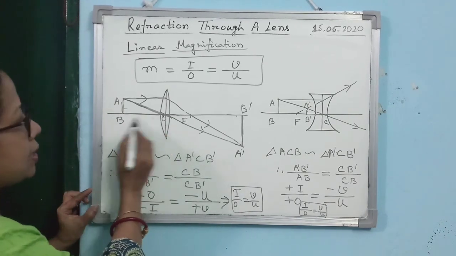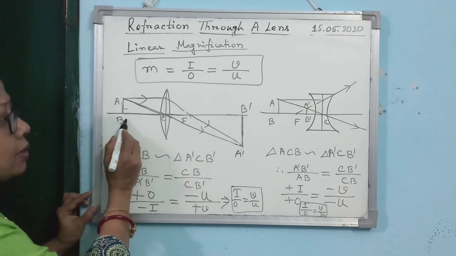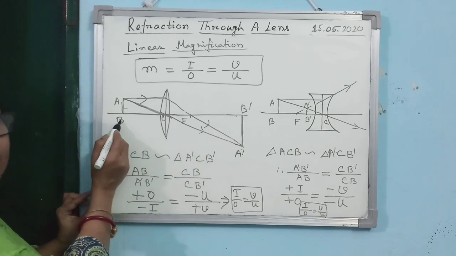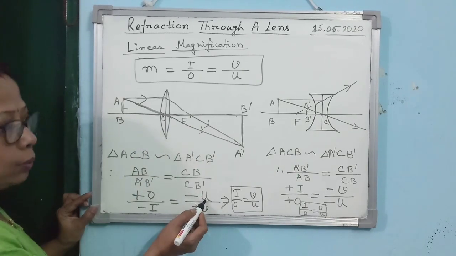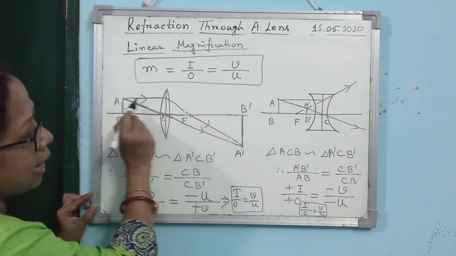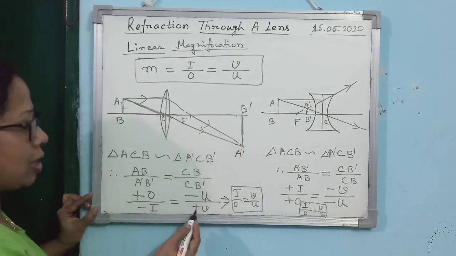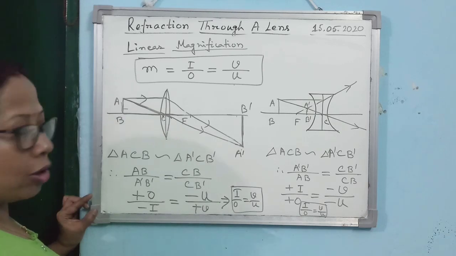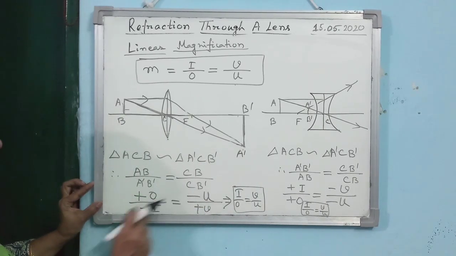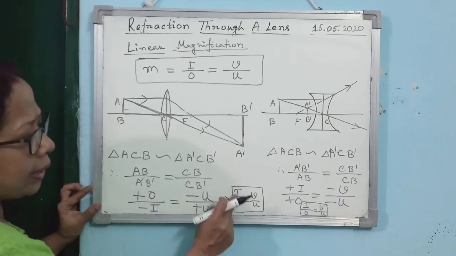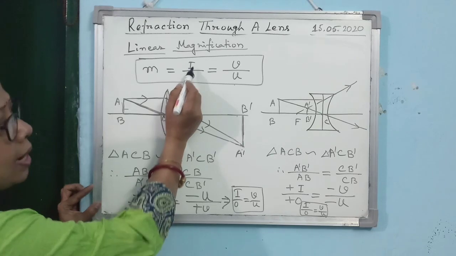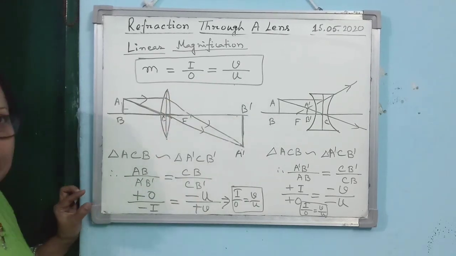Then CB. CB is what? Object distance. So look at it. When I am measuring CB, I am going opposite to the incident light. So it is minus U. Then CB dash, from C to B dash, you are going along the direction of the incident light. So it is plus V. Alright. So after that what you can do, you can cancel the negative sign. So you are getting I by O equal to V by U. So here you see I by O equal to V by U.